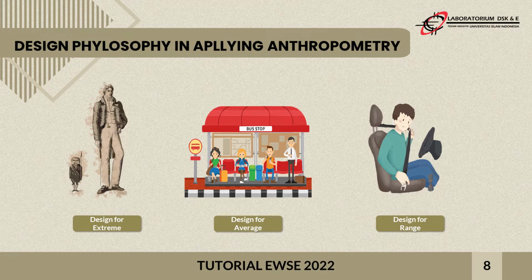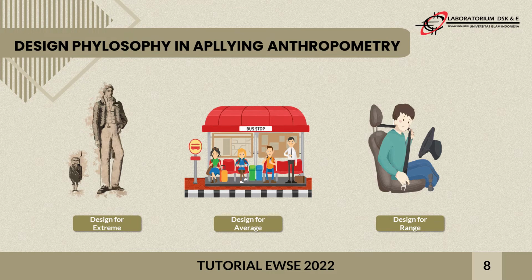The second one is design for average. Usually, this design is used to design public facilities, because public facilities will be used by individuals with various body sizes, for example, bus stops. So here we use the average percentile, which is the 50th percentile.